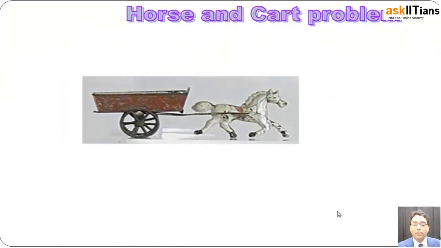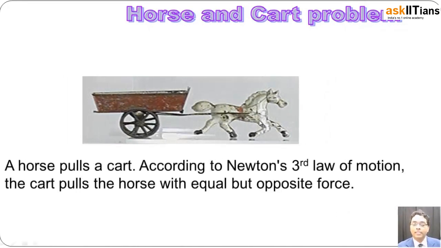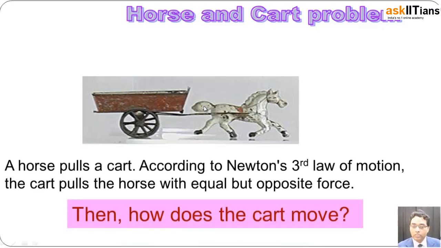So talking about a horse and a cart, what happens is that a horse pulls a cart, but since we know from Newton's third law, the cart should also be pulling the horse in the opposite direction. So both of them are going to exert forces on each other. So if both of them exert forces, then how can they move? So let's try to understand about that.